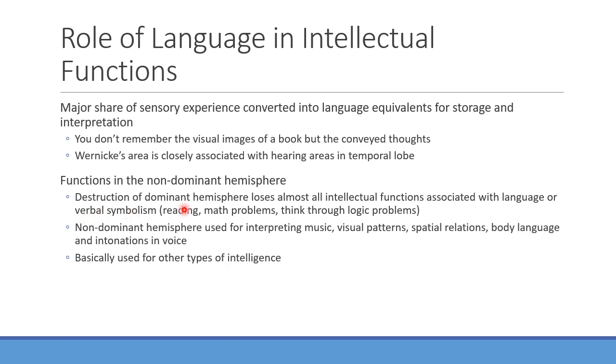And again, looking at destruction of the dominant hemisphere, say you had a left dominant person, you'd find they would have a lot of problems with things associated with language, right? They couldn't read well, they wouldn't be able to perform math problems or think through logic problems. So you think of those higher intelligence features as being on the dominant hemisphere, versus the more artsy side of the brain, which is related to the non-dominant hemisphere, right?